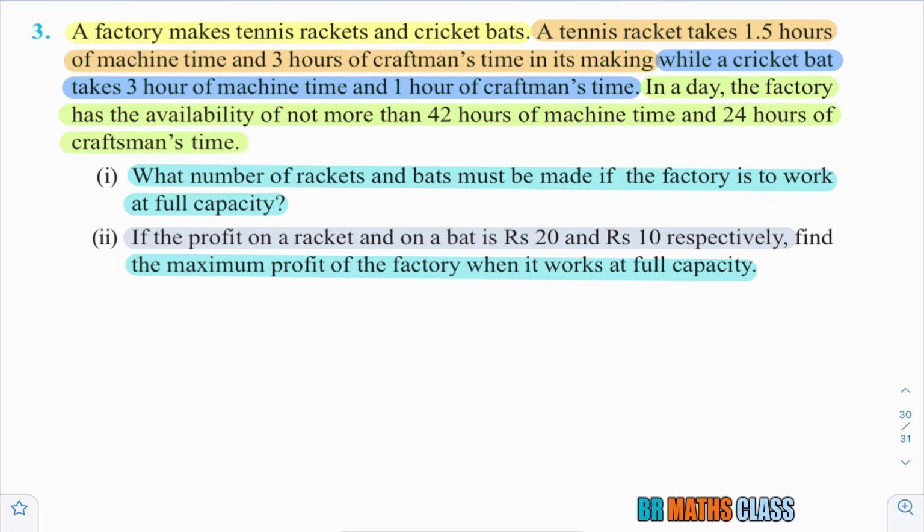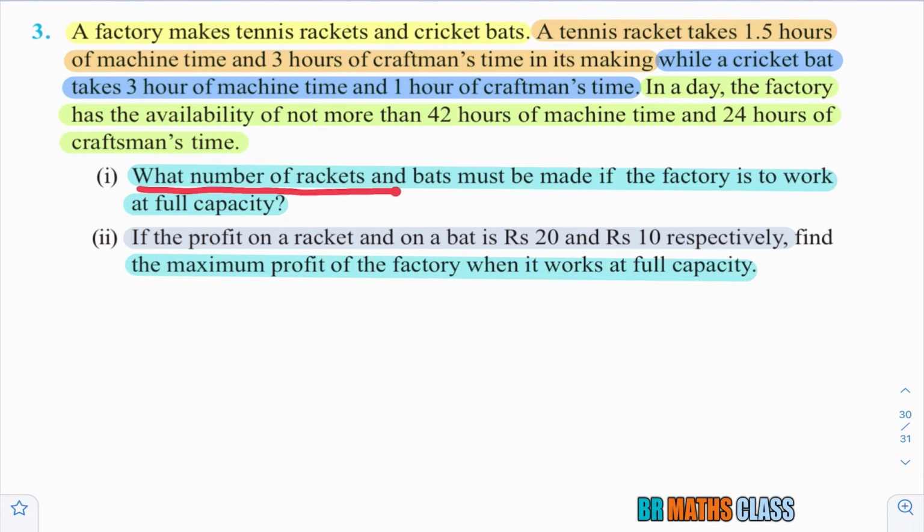If you observe one thing, all the data is in terms of hours only. All the data they have given is in terms of hours only. So we'll keep this as it is. Now, there are 2 questions in this. Forget about the second bit for now; at the end, we will discuss this. First we will do the first bit. What is the first bit?